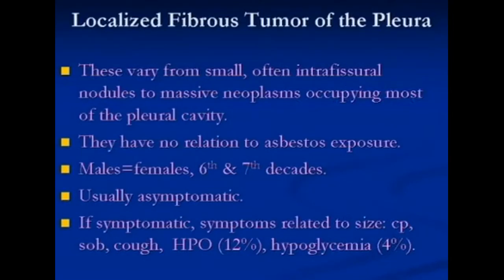Localized fibrous tumors of the pleura. These can be very small. I've seen a couple of like 2-3 millimeters within the fissure, and also huge lesions occupying most of the pleural cavity. They have no relationship to asbestos exposure. They're later in life. Usually they are asymptomatic, and if they're symptomatic, they may have some chest pain, shortness of breath, or a couple of other symptoms that you see here in front of you.